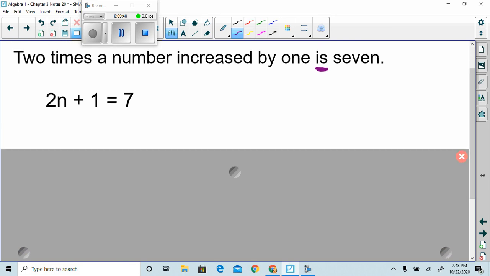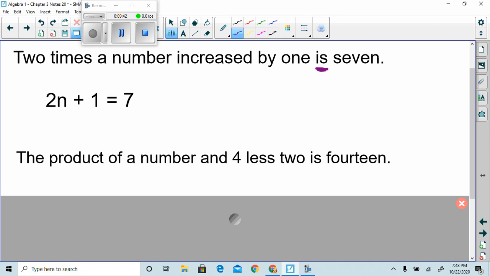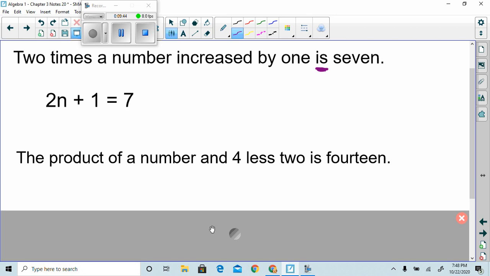Let's look at one more translation because these will come in handy when we're solving some word problems. The product of a number and 4 less 2 is 14. And again, you see how that works.